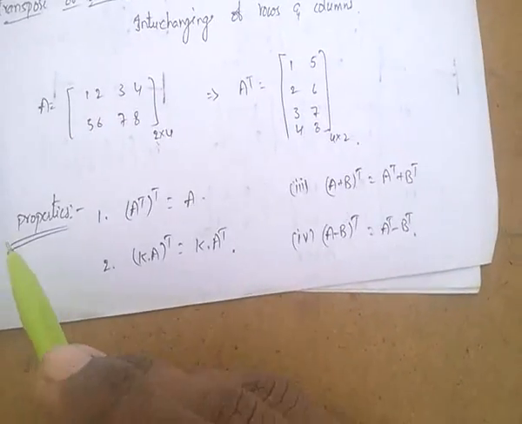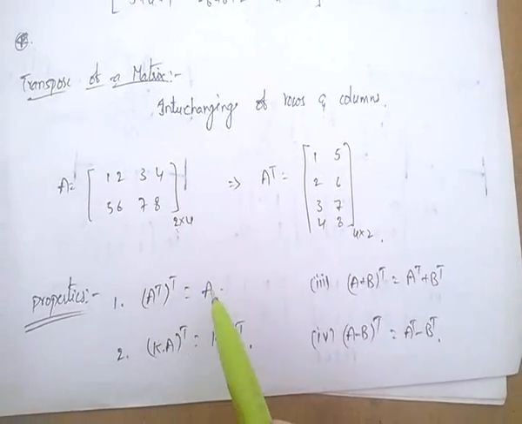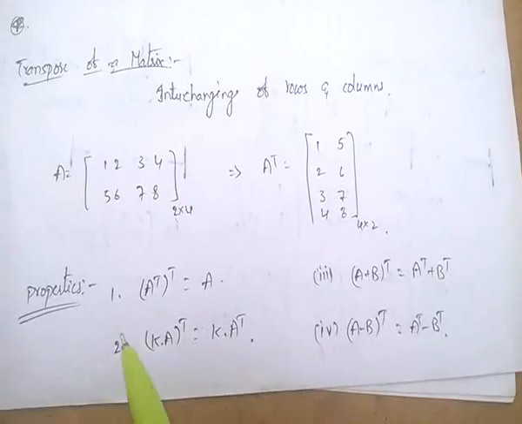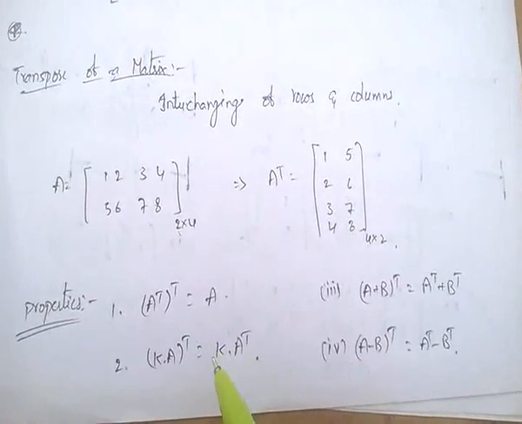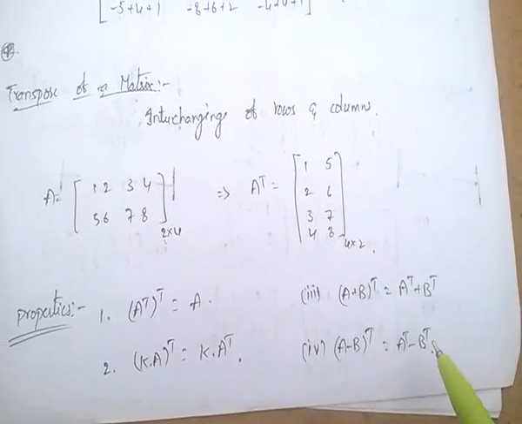These properties are very important. A transpose whole transpose equal to A. A plus B whole transpose equal to A transpose plus B transpose. K into A transpose, for a scalar there is no transpose, so K into A transpose. A minus B whole transpose equal to A transpose minus B transpose. Okay.